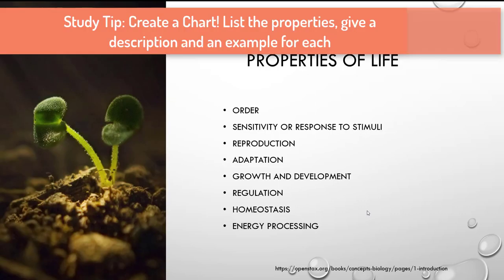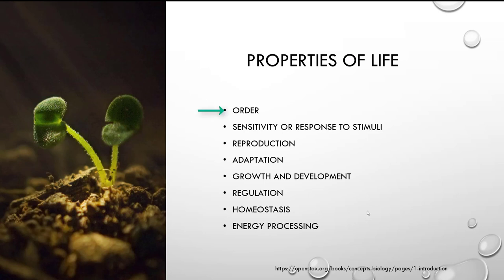So we're going to look at the properties of life. Here are the 8 properties of life. We're going to go through each one of these 8 properties, describe them and give examples of each. We'll start with order, and then we'll go through sensitivity or response to stimuli. We'll go through reproduction, adaptation, growth and development, and then regulation and homeostasis, and finally energy processing. If you didn't write down all 8, don't worry, because we're going to go through each one individually, starting with order.